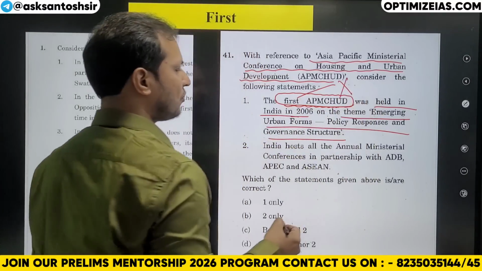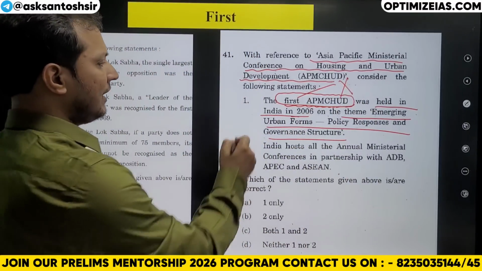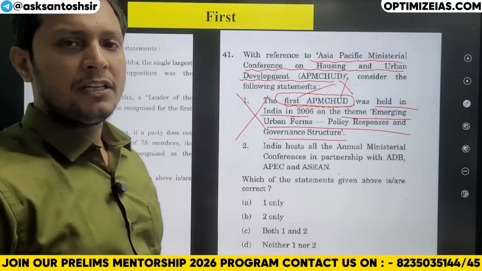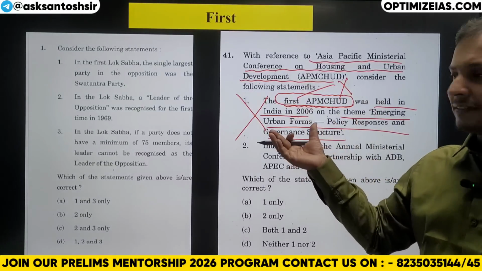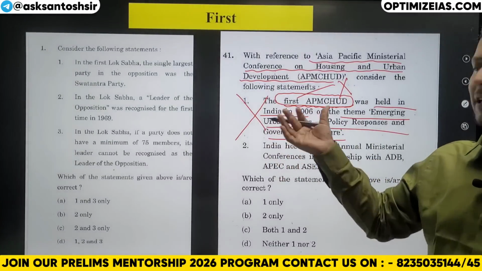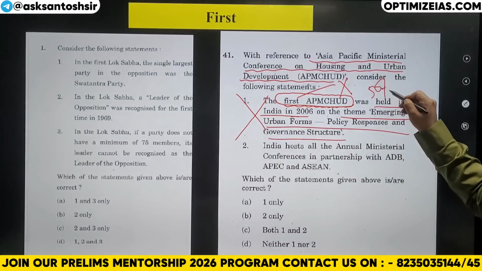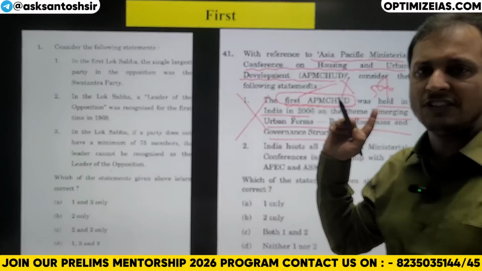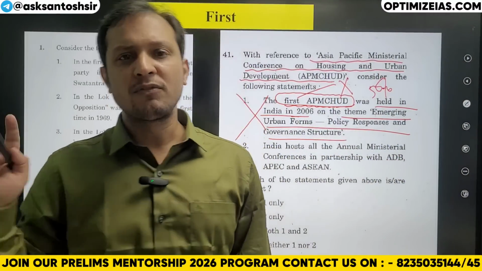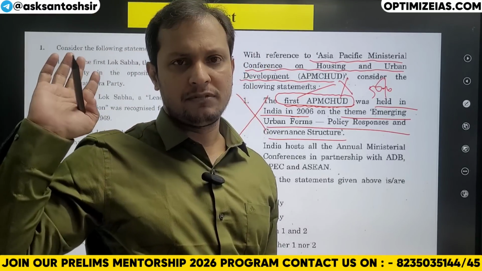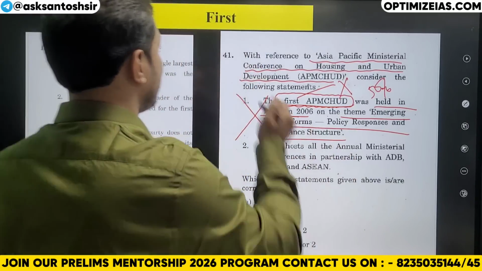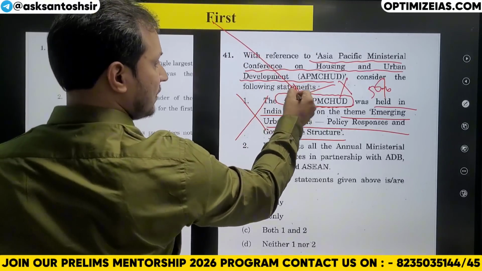First conference, what I have told is, whenever you hear "first", eliminate that. Whenever you hear "first", eliminate that. So you can see here, your accuracy level has increased 50%, because one statement you have removed. Once you have removed one statement, your accuracy rate automatically will jump. So always look for the word "first".